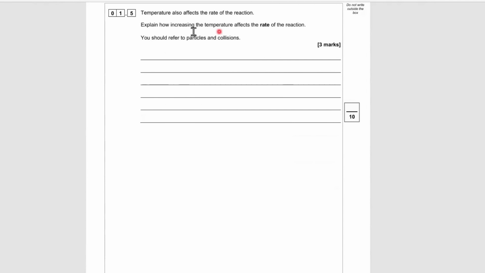Right, 1.5, temperature also affects the rate of reaction. Explain how increasing the temperature affects the rate of reaction. Refer to particles and collisions. So you've got 2 sets of reactant particles. What happens when you make them hotter? Why don't you pause the video, have a go at this?